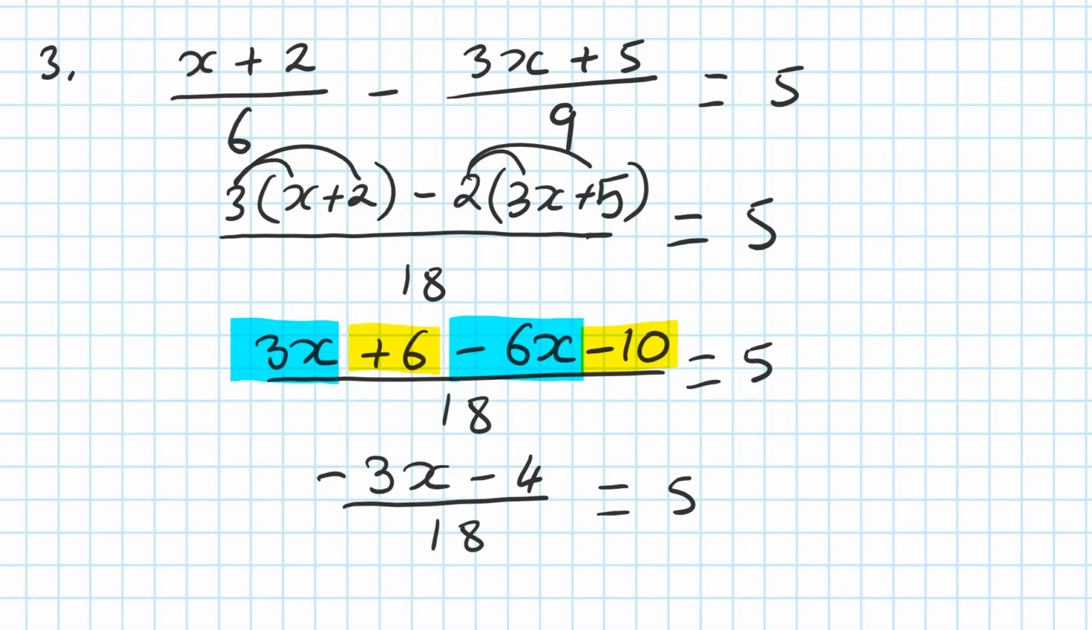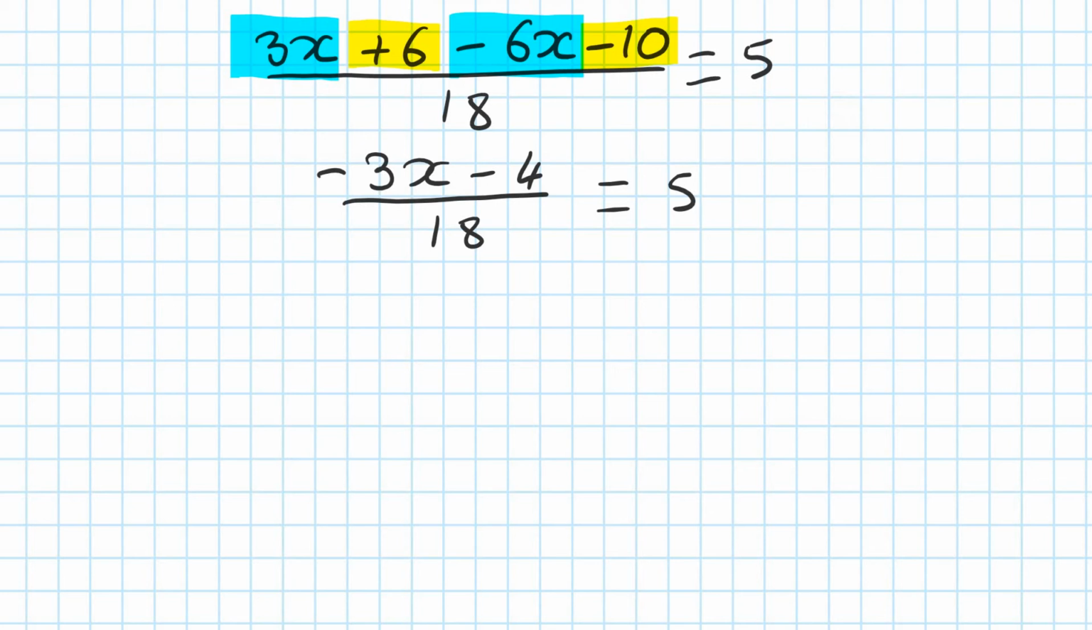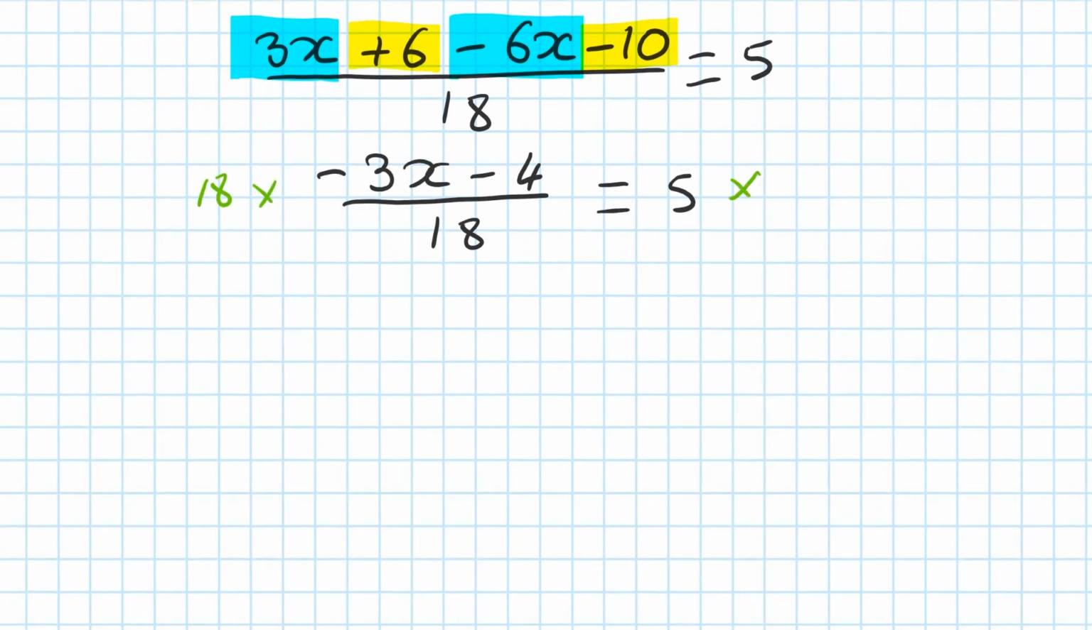Then what I do, I times 18 on both sides because I want to get rid of the 18 down the bottom. You notice I do this method, sometimes I do the other method. Just pick the method that you like, okay? So I'll get rid of this 18, I do this.